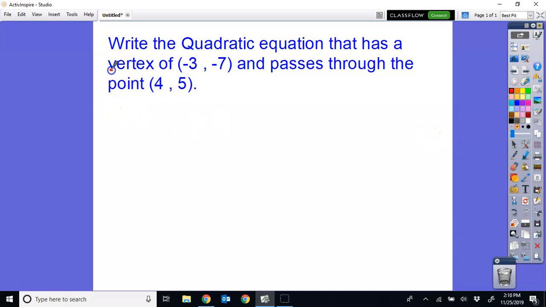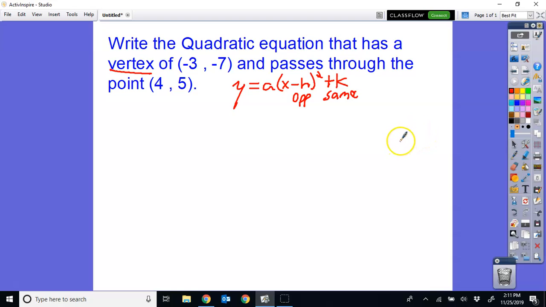First of all, as soon as you see that we are given the vertex, you should automatically be thinking, all right, I'm going to use vertex form because that is what I am given. And remember with vertex form, if you take the opposite of this number and the same as this number, you will get the vertex of the parabola.